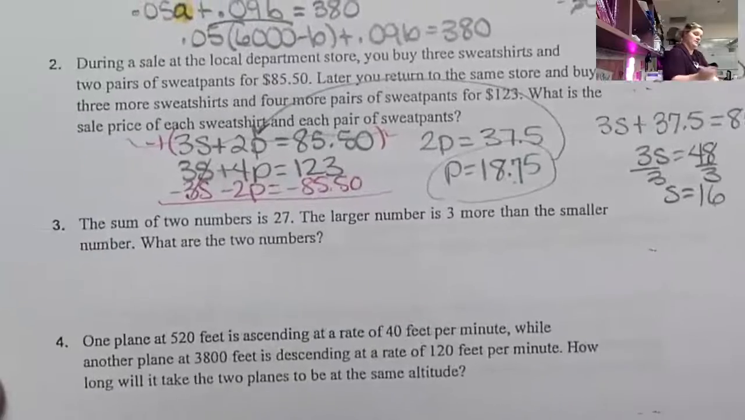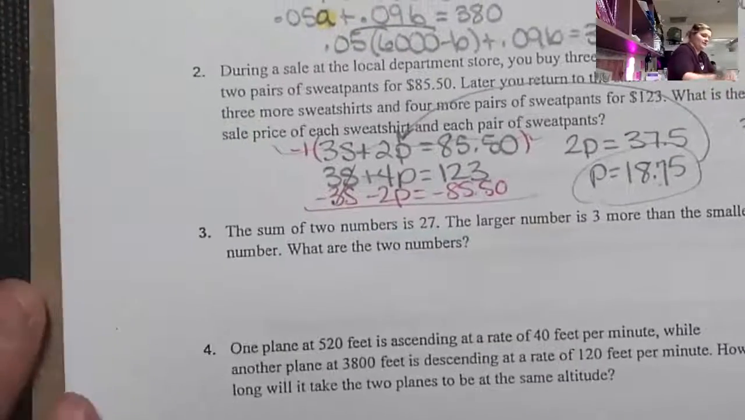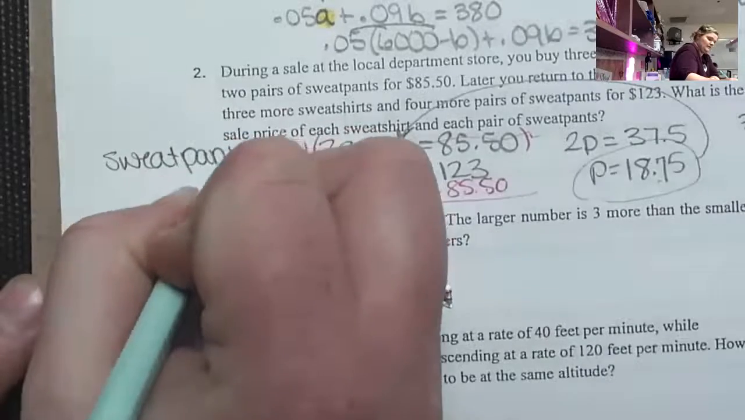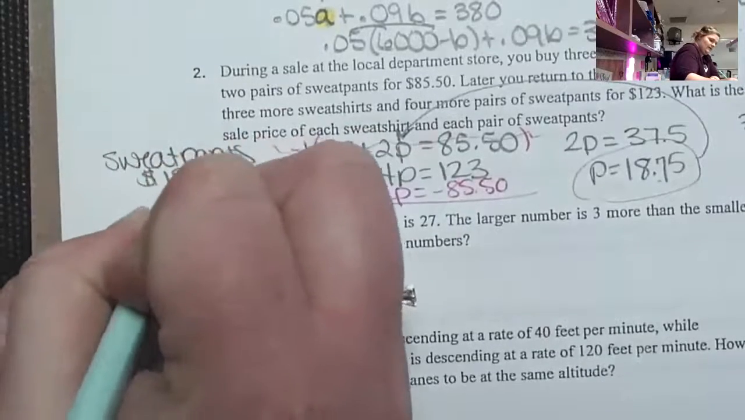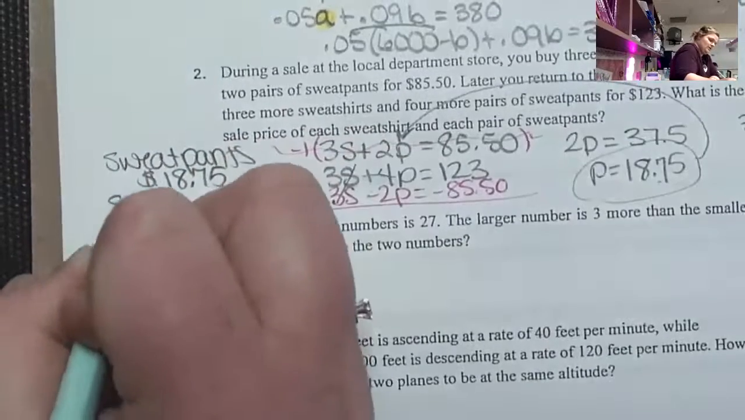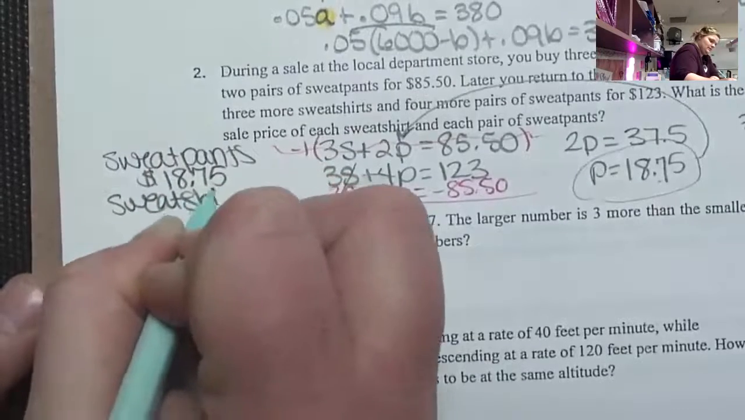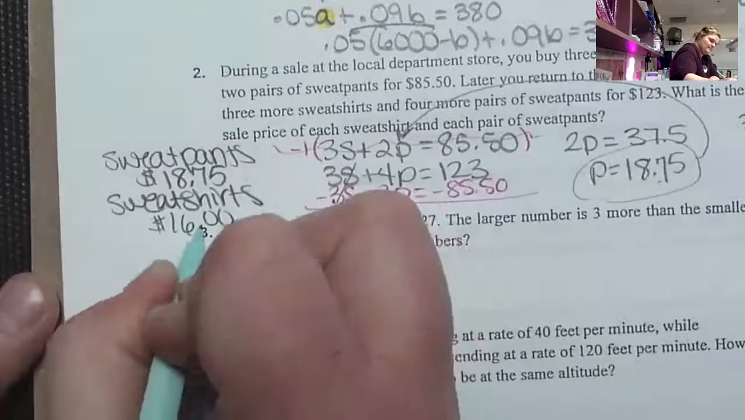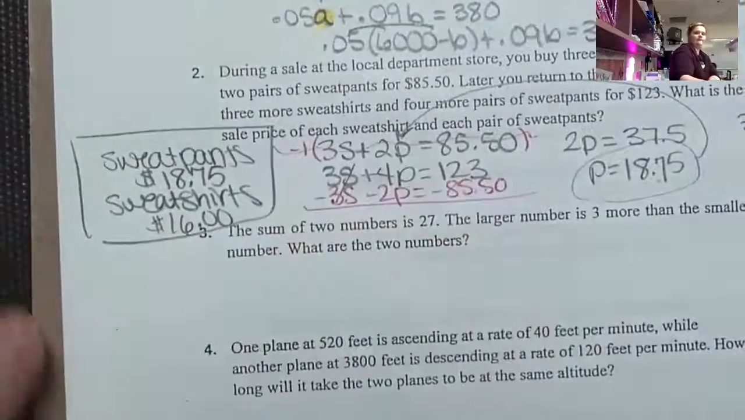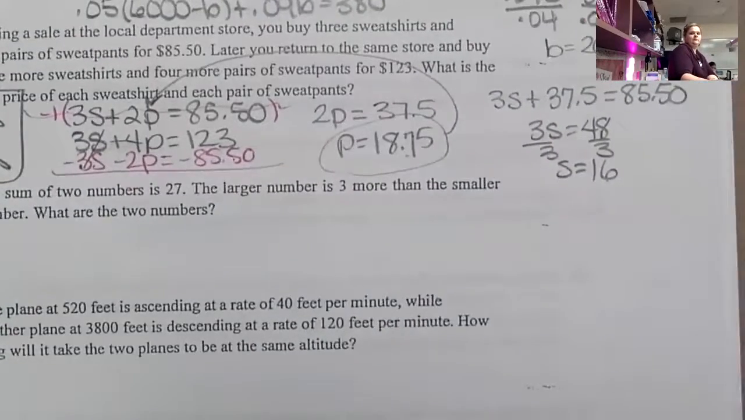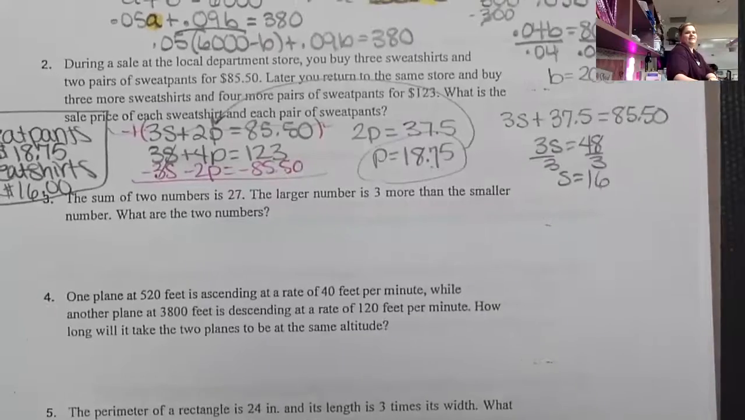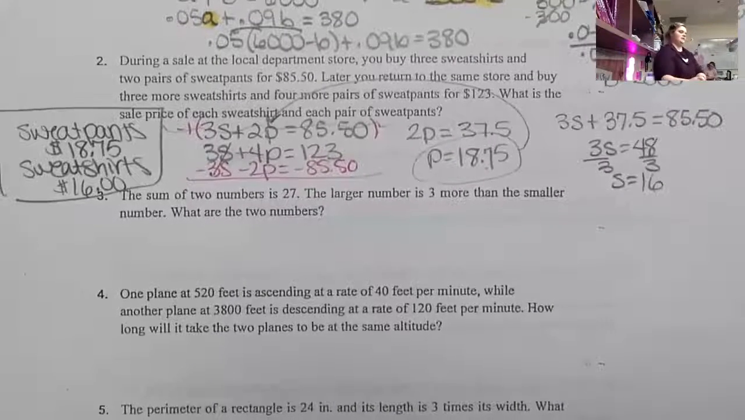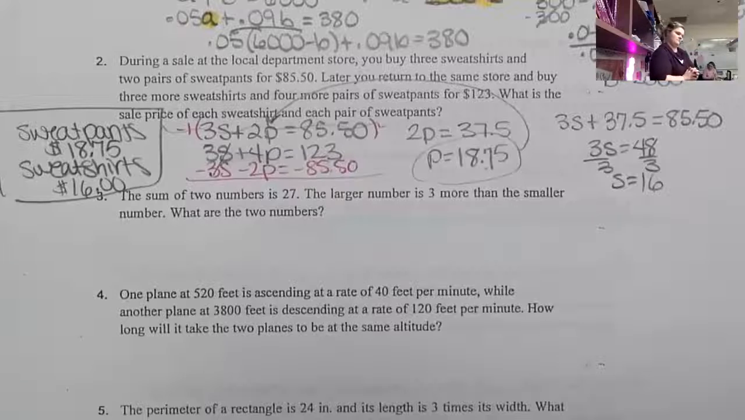So you need to tell me sweatpants are 18.75. Sweatshirts were 16. So, yeah, it's kind of a lot. You can see it all, right? $16. Yep, I wanna go to that store.